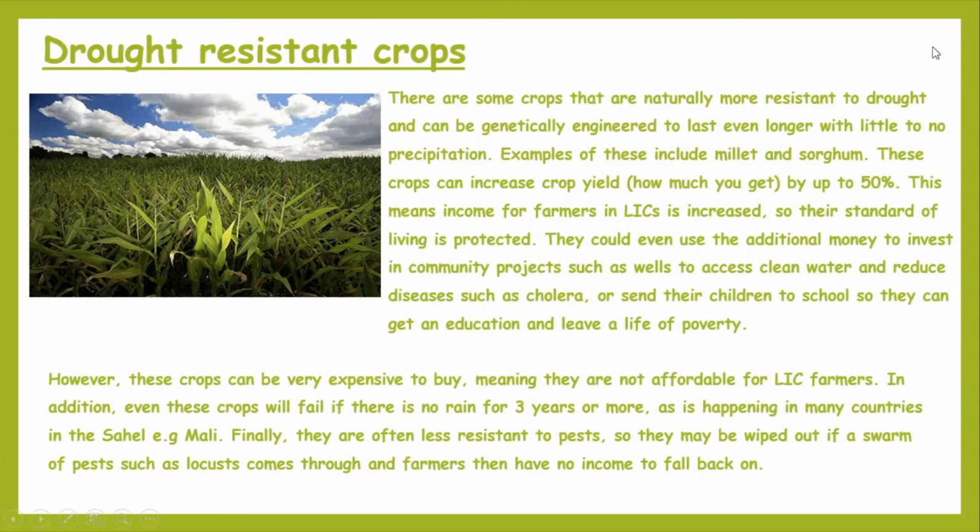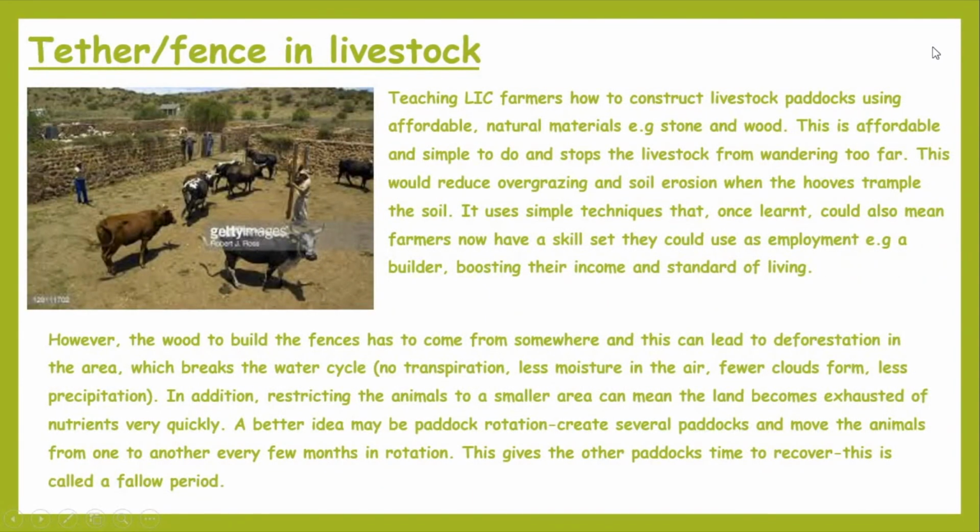Okay, next one, either tether or fence in the livestock. So teach local farmers a skill. Teach them how to make stone walls, how to make wooden fencing. It's a relatively affordable and simple thing to do using natural materials, so it's quite good for the environment. It's quite economically sustainable because it's relatively cheap. And it will stop the livestock from wandering too far.